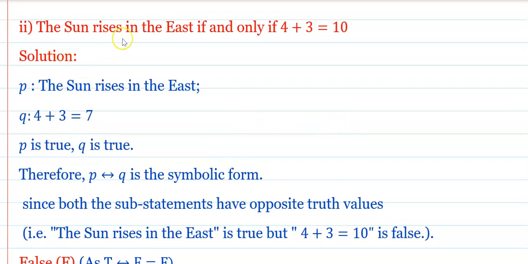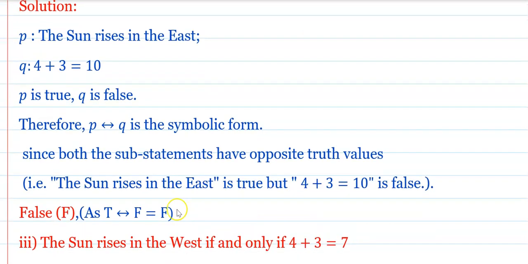Now the next. Sun rises in the east if and only if 4 plus 3 is 10. Again, now here P, the sun rises in the east. And what about Q? 4 plus 3 equals 10. The truth value of the first statement is true and the second is false. Therefore, P double implication Q is the symbolic form. Since both sub-statements have opposite truth values. Okay, the sun rises in the east is true, but 4 plus 3 equals 10 is false.